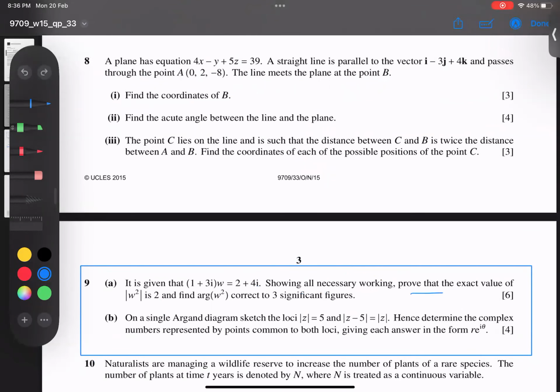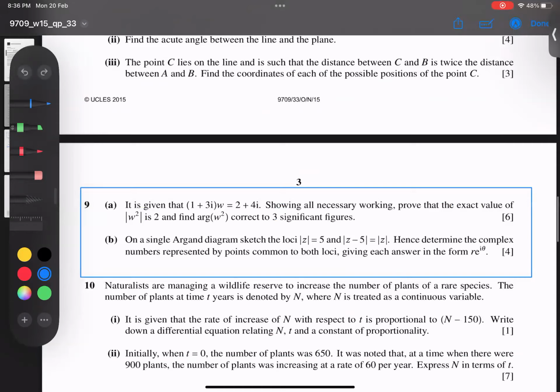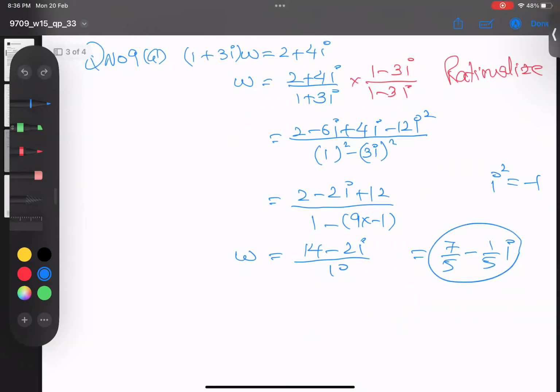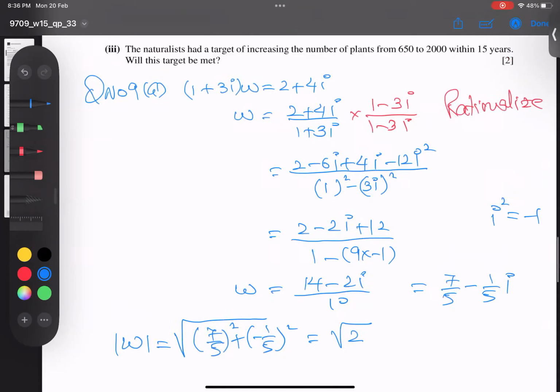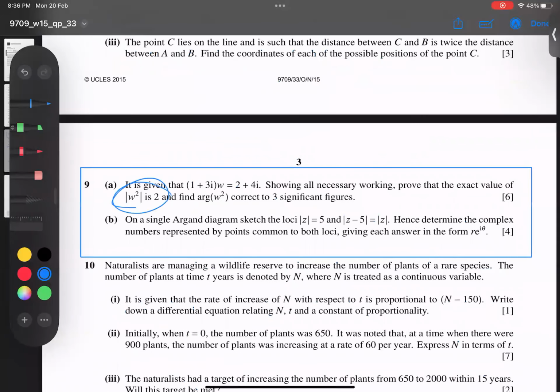But he did not ask for W. He asked to prove that the exact value of the modulus of W square is 2. I have two choices. Choice number 1, I square and solve it. Second choice, I will use a technique. I will find directly the modulus of W, and all of you know, (7/5) square plus (-1/5) square, and the answer is coming √2. Let me recheck. (7/5) square plus 1/25 is coming 2. It means √2 is coming from this.